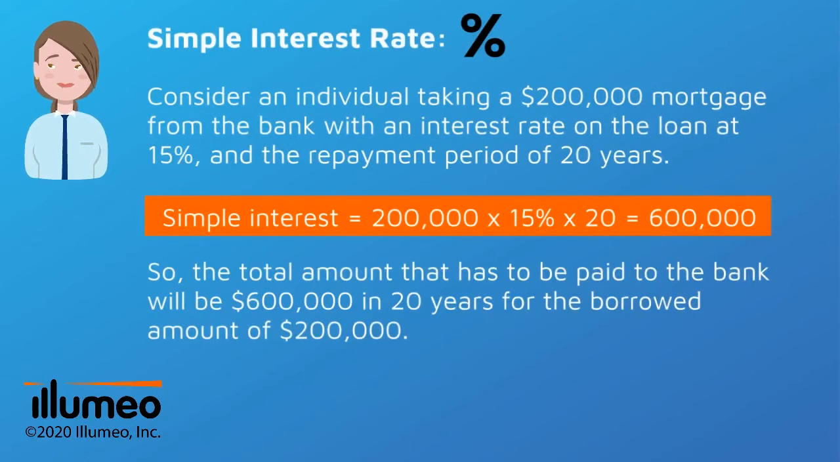Consider an individual taking a $200,000 mortgage from the bank with an interest rate on the loan at 15%, and the repayment period of 20 years. Simple interest is equal to 200,000 multiply 15% multiply 20 is equal to 600,000. So, the total amount that has to be paid to the bank will be $600,000 in 20 years for the borrowed amount of $200,000.